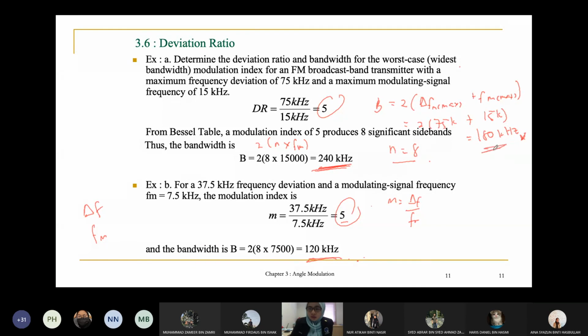So you can see that for the same question, when you calculate the bandwidth using the Bessel table and using the Carson rule, you will get a different answer. This one is 180, this one is 240. Why? Because I've already explained to you before that the Carson rule is just an estimation, and usually the Carson rule will produce a much narrower bandwidth compared to the Bessel table. That is why in the previous slide you already saw that a system designed using the Carson rule has poorer performance compared to a system designed using the Bessel table. You will not get exactly the same bandwidth.